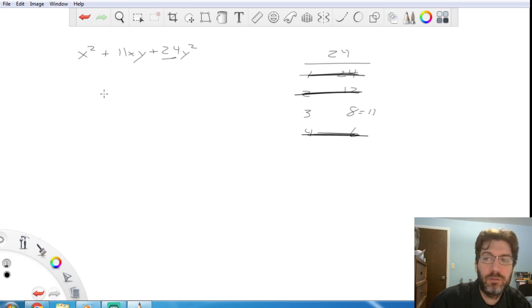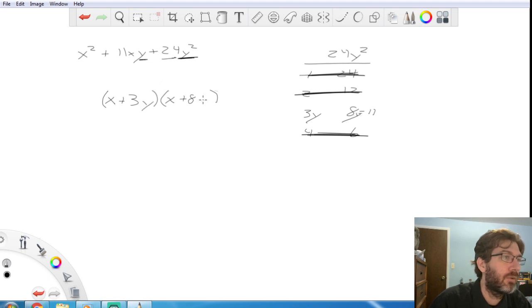So then we just go to our little format we got going, our binomials. And there are no factors for x squared besides x and x, so they each get split up. Over here, one gets a positive 3 and one gets a positive 8, but don't forget this y. This is actually 24y squared, so the y's also get split up. And you have 3y and 8y. Any questions on that problem?